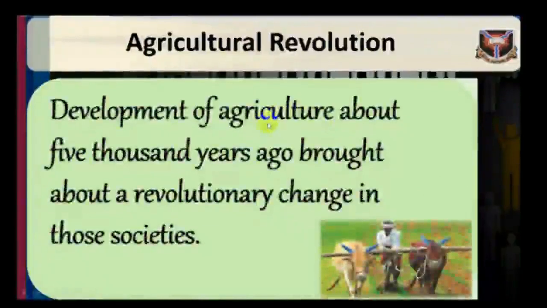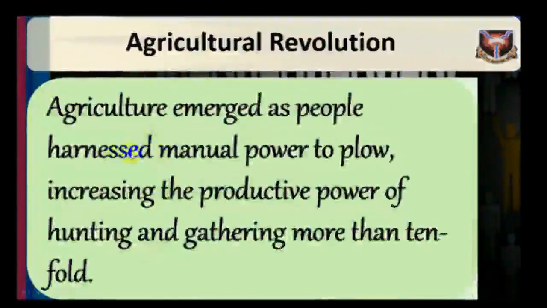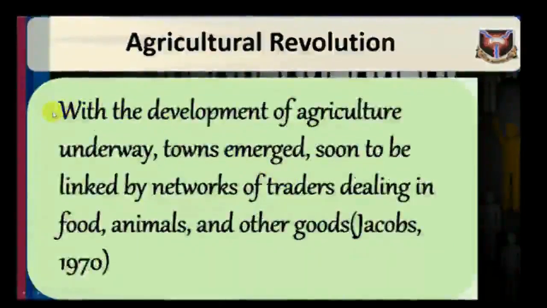The development of agriculture about 5,000 years ago brought about a revolutionary change in those societies. Agriculture emerged as people harnessed manual power to plow, increasing the productive power of hunting and gathering more than tenfold. The result, surplus, meant that not everyone had to be engaged in food production. Some people began to adopt specialized economic roles, forging craft, designing tools, raising animals, and constructing dwellings. Macionis, 1995.